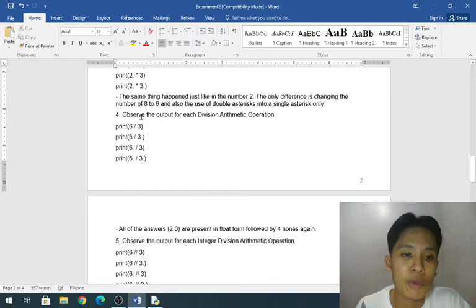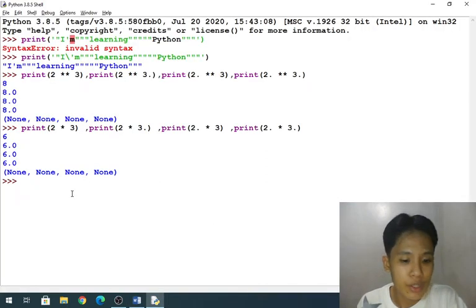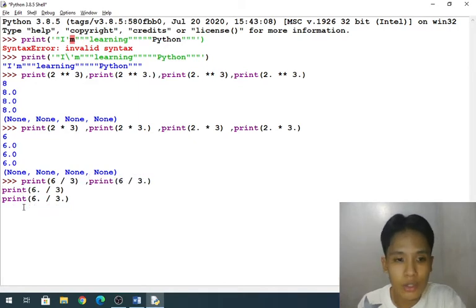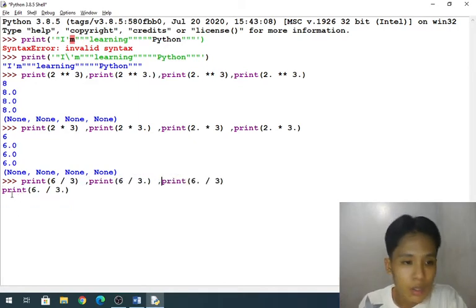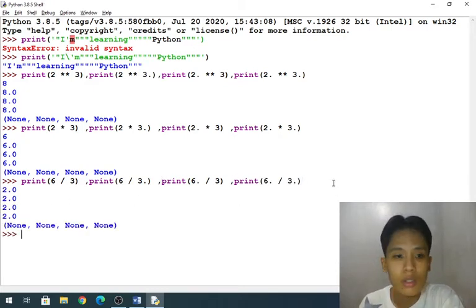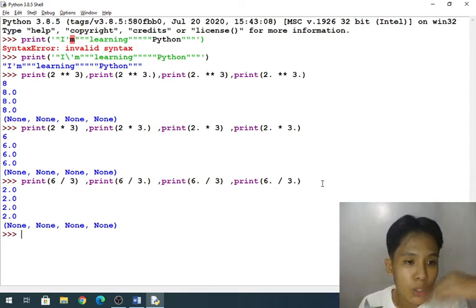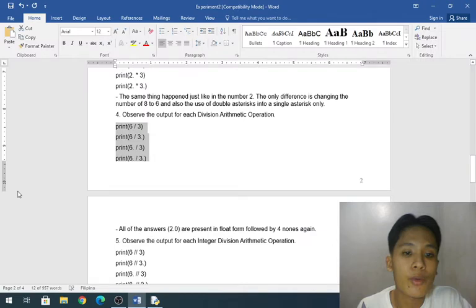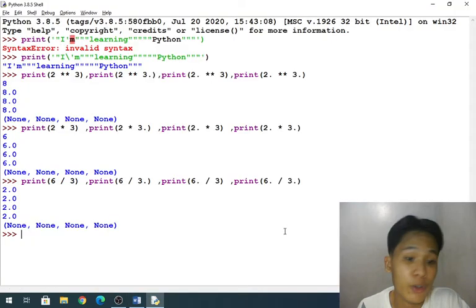So for thorough observation, observe the output for each division arithmetic operation. So we have now division. So let's try this division. Oh, division there. Oh, surprisingly everything was a float form, 2.0. So all of the answers 2.0 are present in float form followed by 4 nones. So that's it.